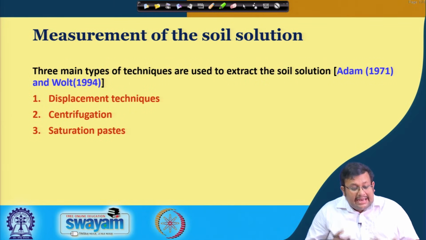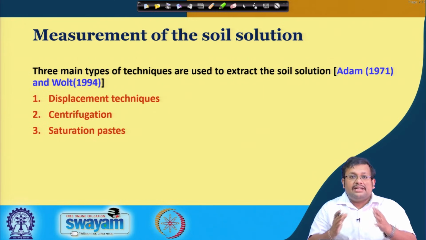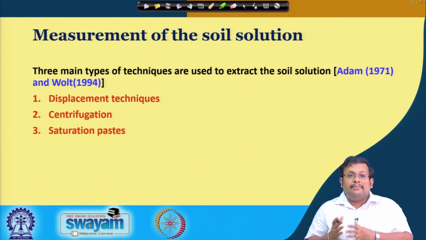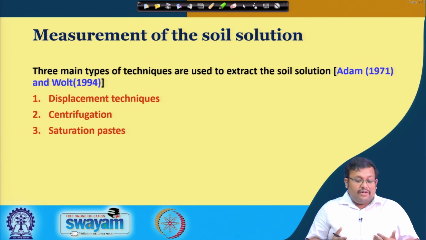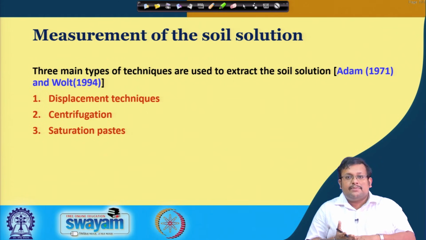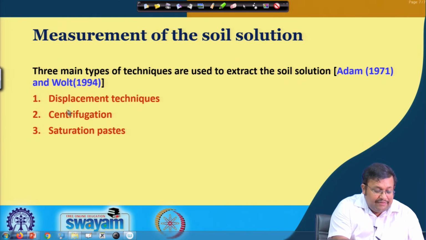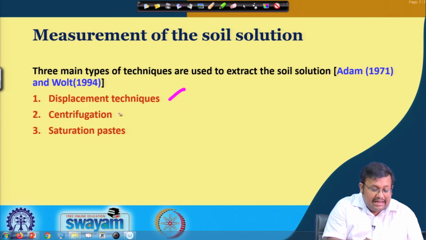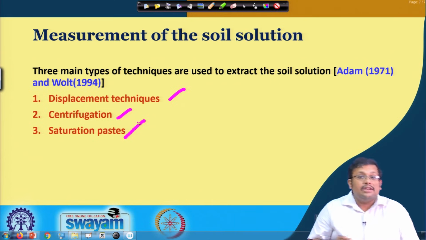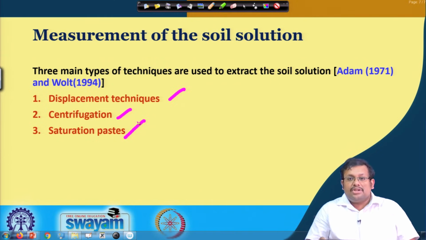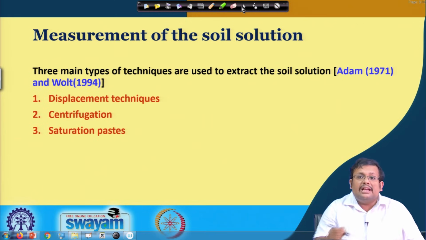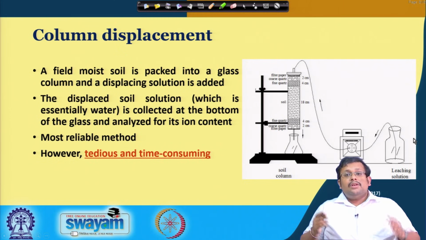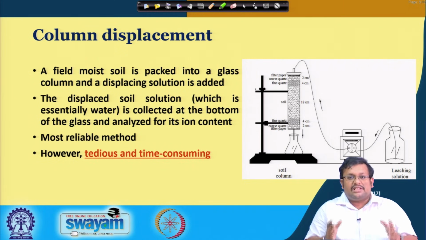So, the three main types of techniques we generally follow to extract the soil solution, as per Adams and Old, who have given different processes. First of all is called the displacement technique, second is called the centrifugation, and the third one is called the saturation process or saturation extract. So, we will see them one by one. So, let us first concentrate on the displacement process.